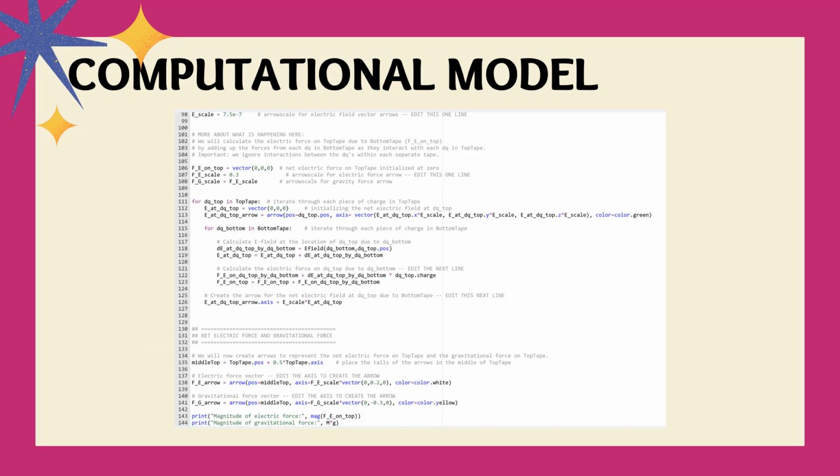Then we have the part of the code that creates the line charge. In this part of the code, we scale some of the vectors and the arrows that will be shown in the picture once we run the code, and then also we solve for dq and dE on the top tape due to the dq on the bottom, and then the electric force is calculated on the top due to the bottom, and there are arrows for the net electric field that are being created in the code. And then also arrows to represent the net electric force on the top tape and the gravitational force on the top tape. And then at the end, we print these values.